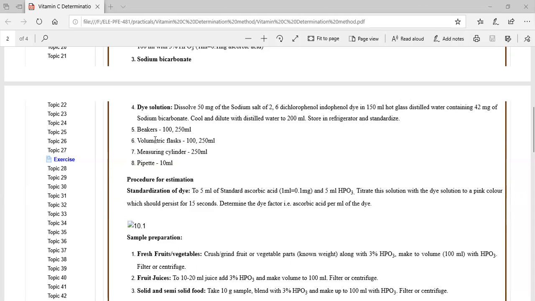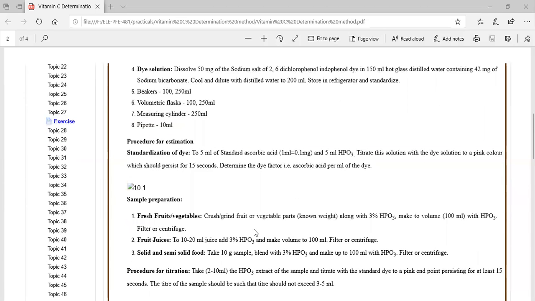Then beakers. You have to take 100 ml to 250 ml beakers for the experiment, and volumetric flasks also of the same volumes, 100 and 250 ml, and a measuring cylinder of 250 ml. A 10 ml pipette is also required for taking samples. Then we will see the procedure for estimation of this content.